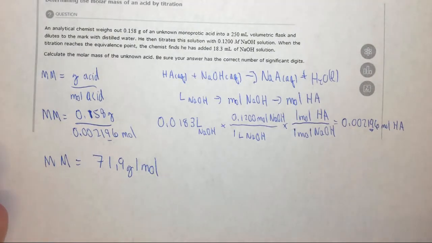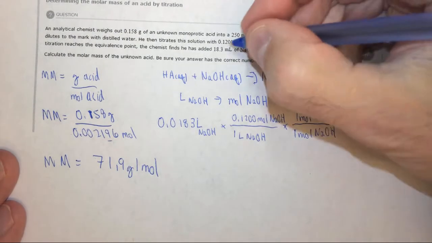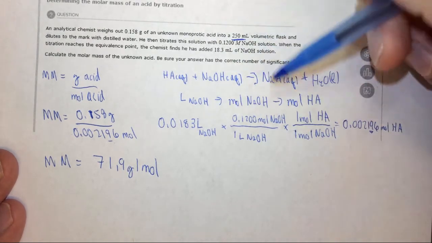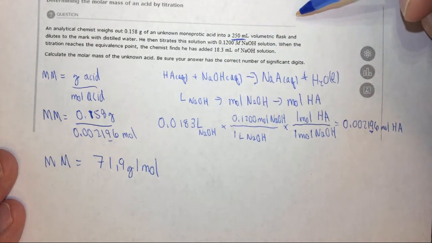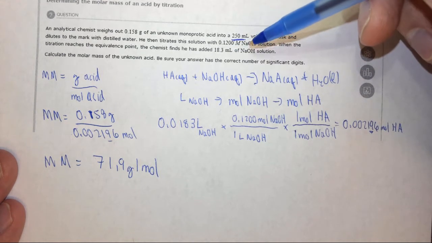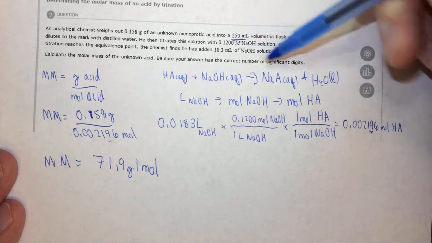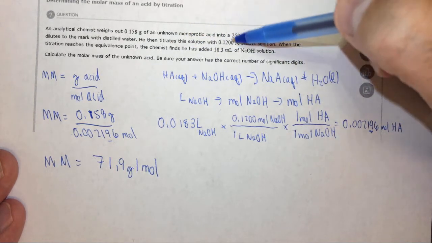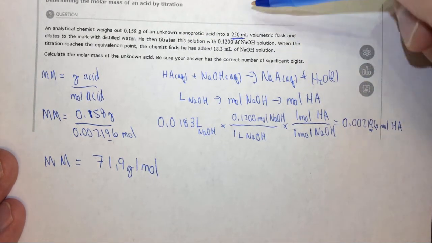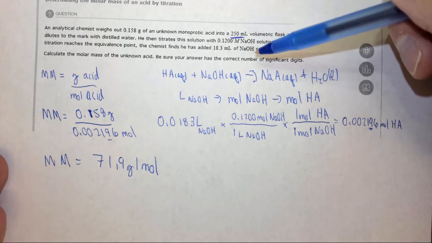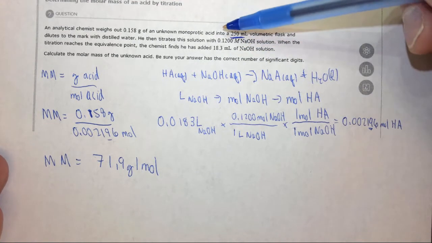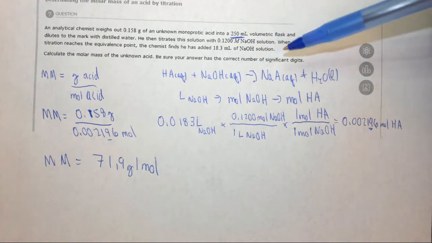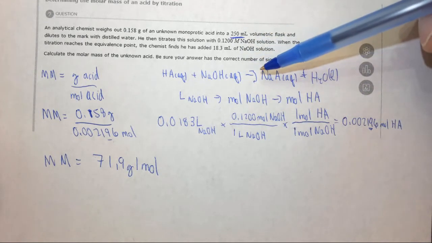Couple things I want to point out. First, we're told that it's a 250 milliliter volumetric flask, or said another way, we have 250 milliliters of solution. If we wanted to calculate the concentration of HA, we could. But since we titrated the entire solution, we actually don't need this number in our calculations. So sometimes we have information we don't need in problems in the book. In real life, we almost always have information that we don't actually need to solve these types of problems.